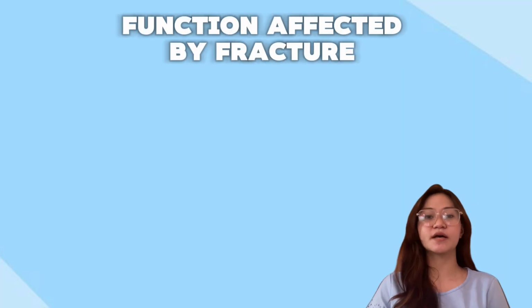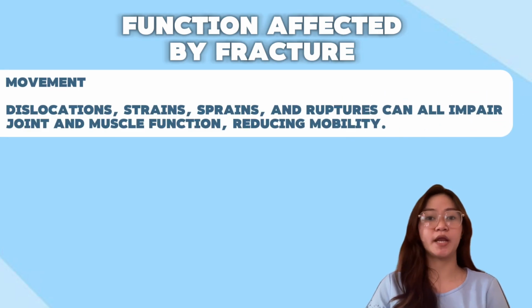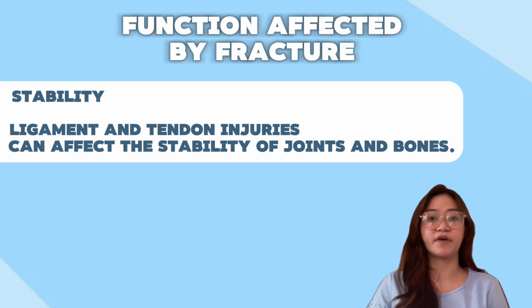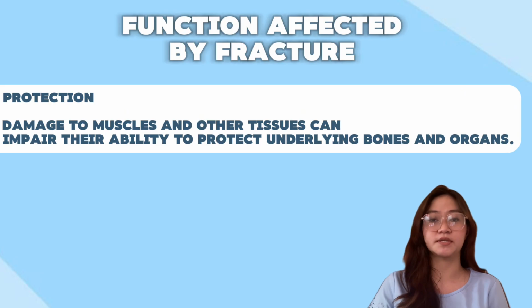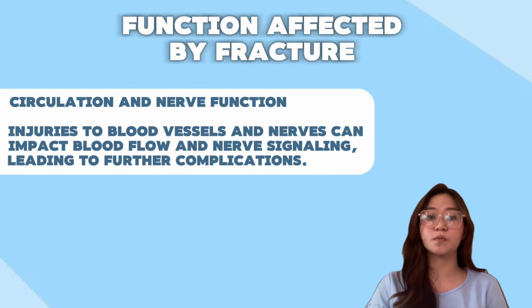As for the functions affected, movement. Dislocation, strain, sprain, and rupture can all impair joint and muscle function, reducing mobility. Stability. Ligament and tendon injuries can affect the stability of joints and bones. Protection. Damage to muscle and other tissue can impair their ability to protect underlying bones and organs. Circulation and nerve function. Injuries to blood vessels and nerves can impact blood flow and nerve signaling, leading to further complication.